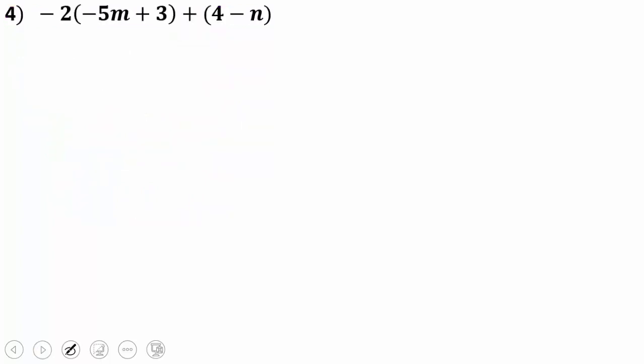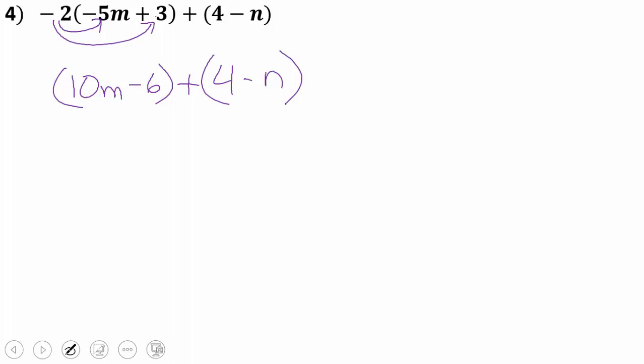One more time with simplifying. Didn't leave myself a lot of room at the top, so I'm just going to show it this way. Negative 2 times a negative 5 would give me 10m. And negative 2 times a positive 3 is negative 6. And I'm adding to that 4 minus n. So now when I combine like terms, I only see one m term. So I only have 10m. And I see an n term, so that's a minus n. And then I have this negative 6 and positive 4, and so that's negative 2.